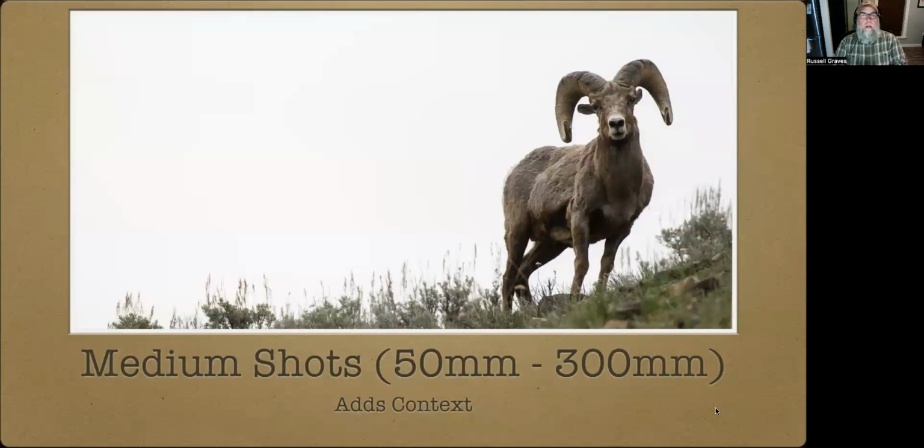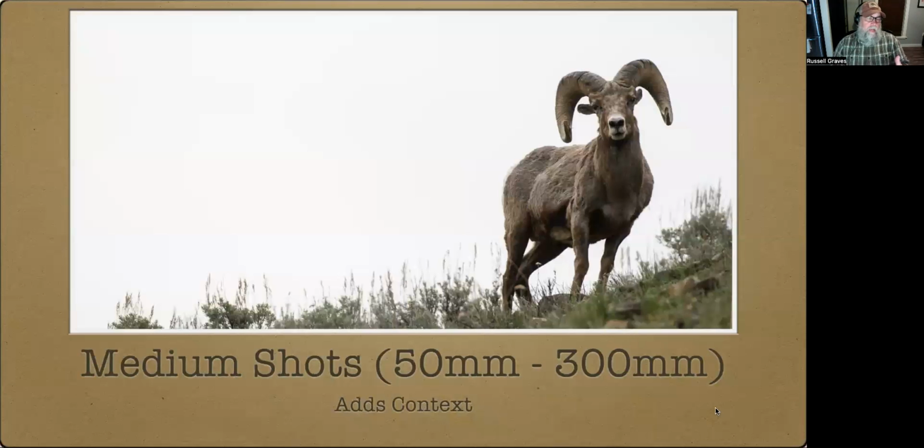But in this context, we talked about the wide shot of setting the scene. The medium shots help add context. In other words, it helps tie the scene to your subject, or the scene to the star of the show. And so in this case, the star of the show are bighorn sheep.